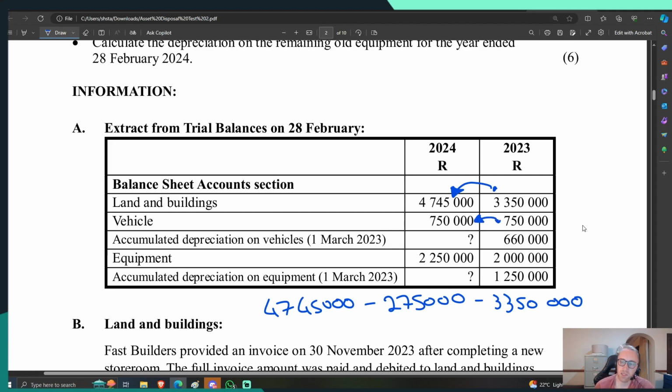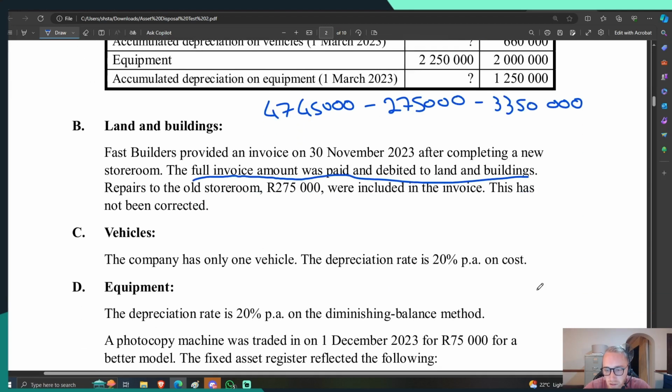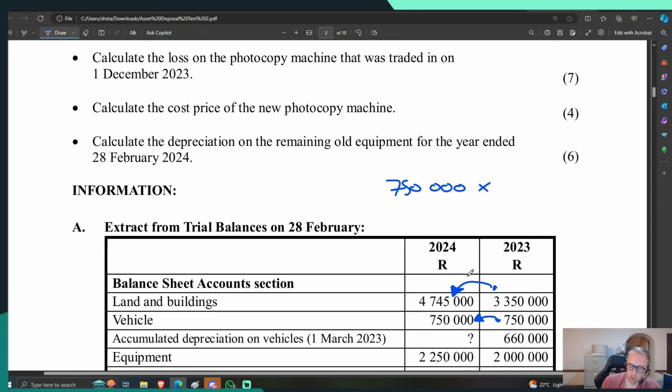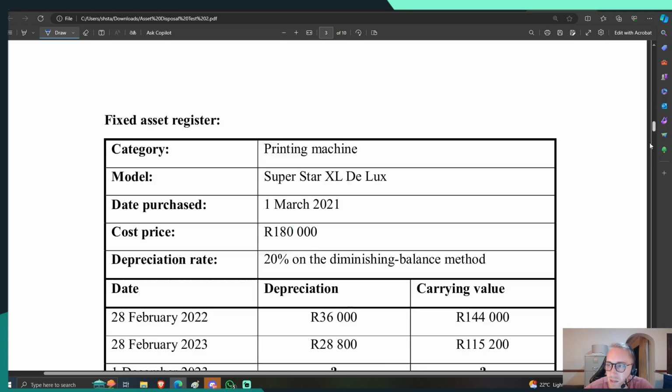So all we have to do is take our 750,000, multiply it by the percentage depreciation rate, 20%. So you can say 20%, or as I like to say, 0.2. That's the same as 20%. And that will be 150,000. So I'm just going to write here 150,000. And let's check our model answer if we got that right.